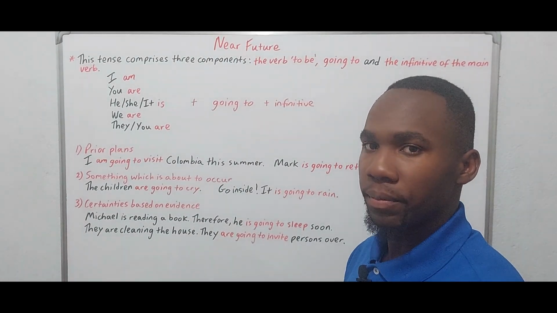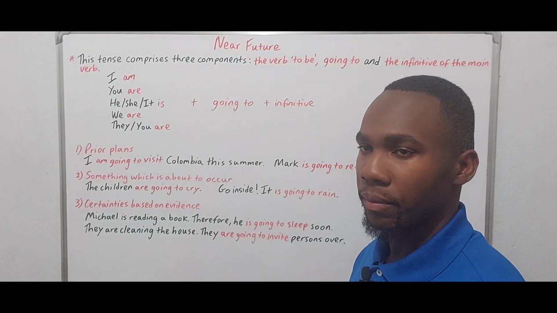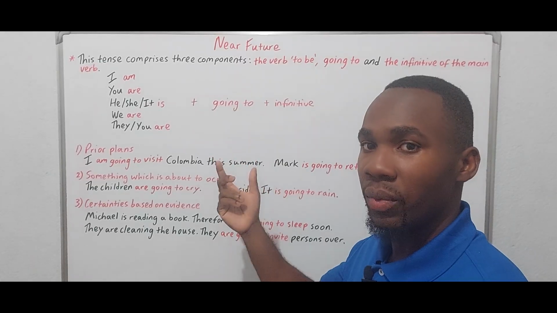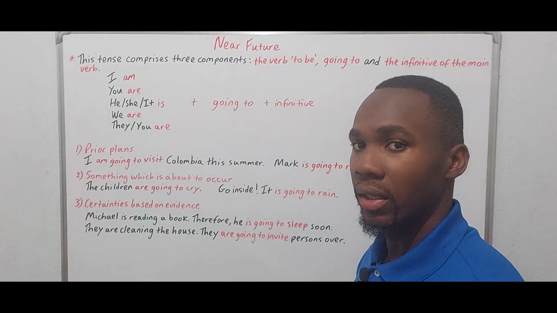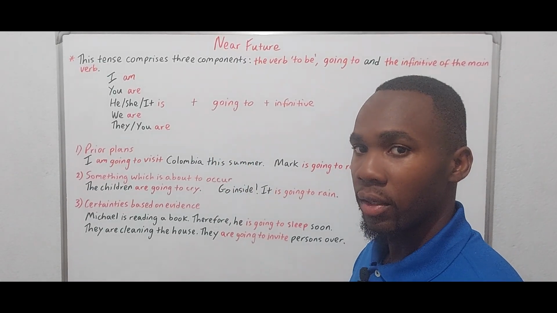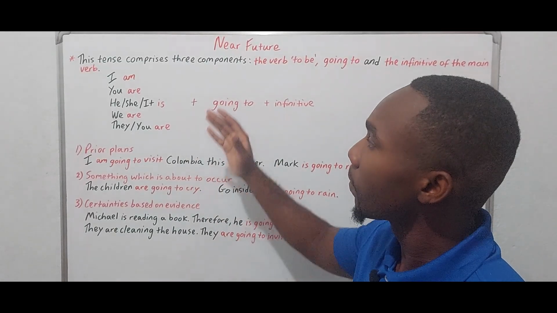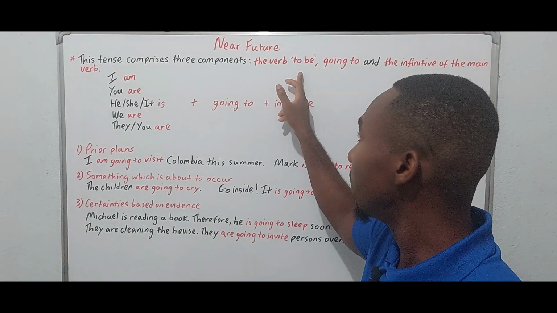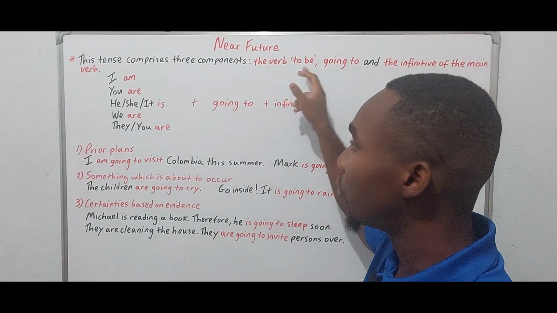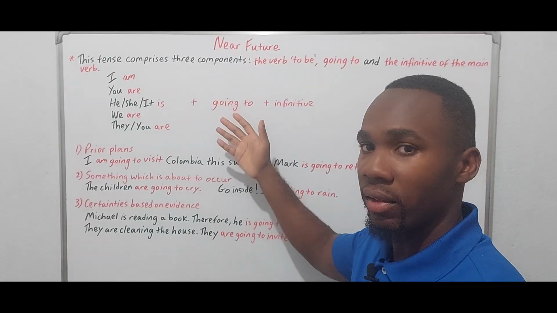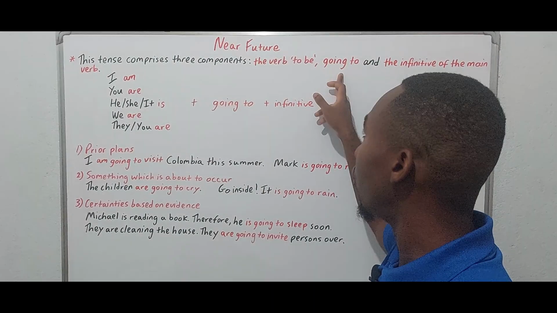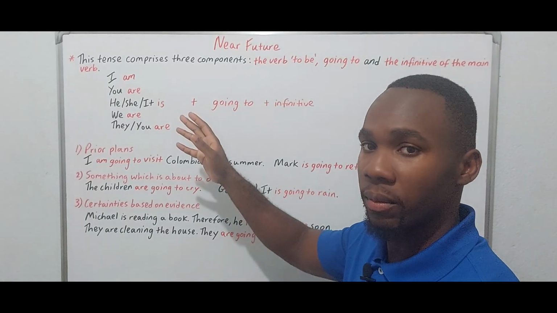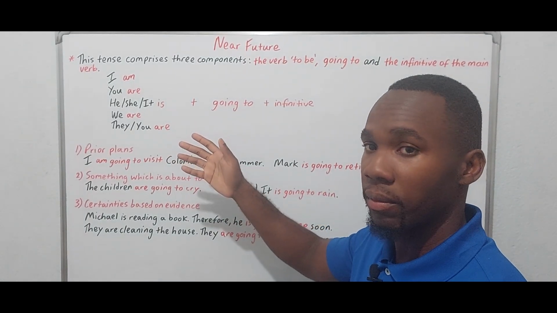The near future. What is it? This is another way we can talk about the future in English, right? In terms of its formation, it has three components. The verb to be, which will be in the present tense, going to, and the infinitive form of the main verb, or the base form.